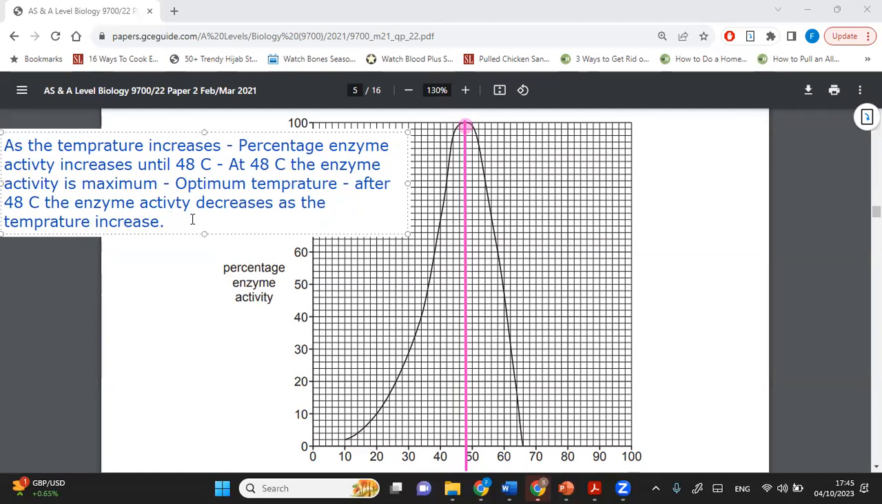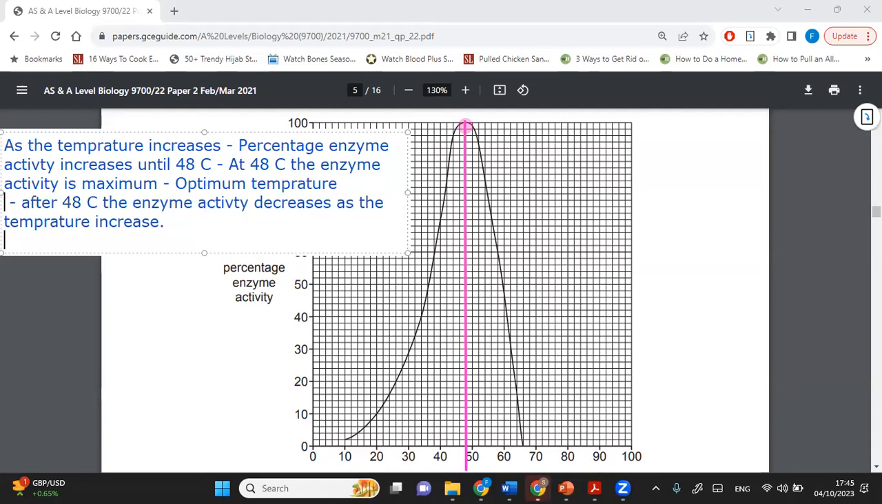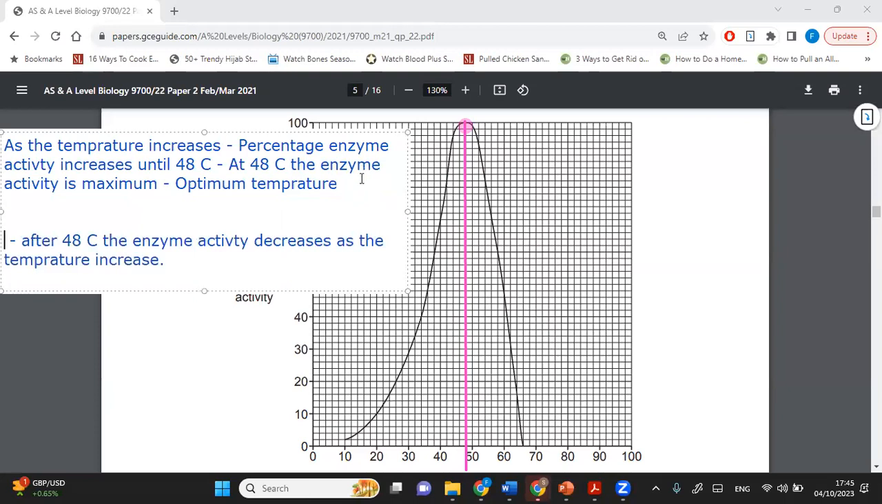Now, let's explain why. Let's start with the first part. As the temperature increases, the percentage enzyme activity increases until you reach the optimum temperature. Can you explain why? Why is it that the enzyme activity increases as I increase the temperature? What do you think, Aruj? What would be the reason? What could the possible reason be?